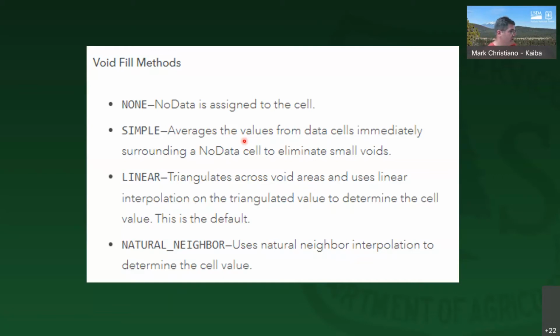But you can also use simple or natural neighbor or none. None is an interesting one. At first I thought, why would anyone use none? But when we get to the vegetation stuff, I'm going to come back to that, and I think there are some interesting applications to using the none option.